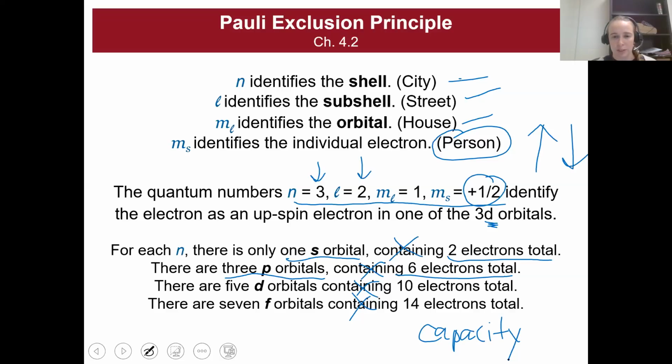There's a possibility for 6 electrons in the p orbitals, so the p subshell. And then there's 5 d orbitals with 10 electrons total, and 7 f orbitals with 14 electrons total.